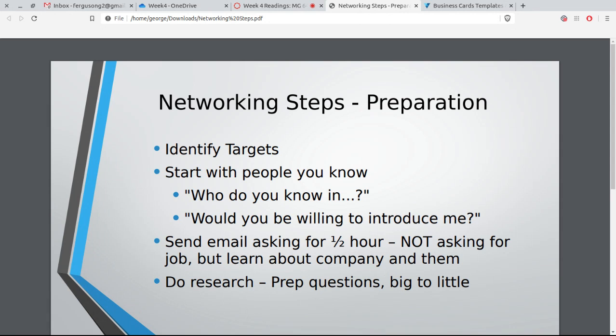Things like this. So you prepare your questions going from big to little. And what you're trying to do is establish and put together a conversation, not just an interrogation. You don't want to interrogate the person as far as firing questions at them. You're trying to get a conversation going, because with networking, you're developing relationships.